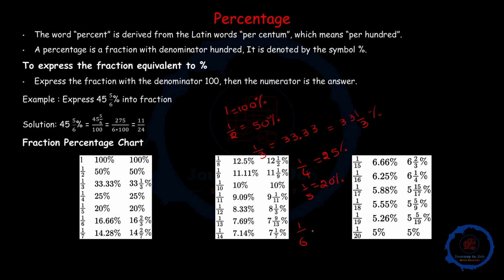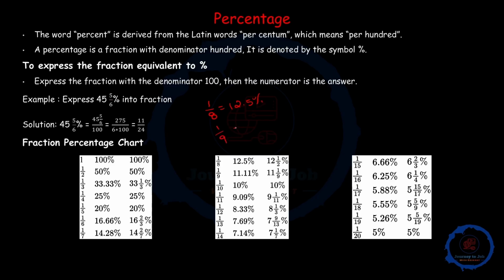1 by 6 is also very important. It is 16 2 by 3 percentage or 16.66%. Next, 1 by 7 is also important. It is 14.28 percentage or 14 2 by 7 percentage. Next, 1 by 8 is 12.5 percentage, important. Next, 1 by 9 is also important, 11.11 percentage.